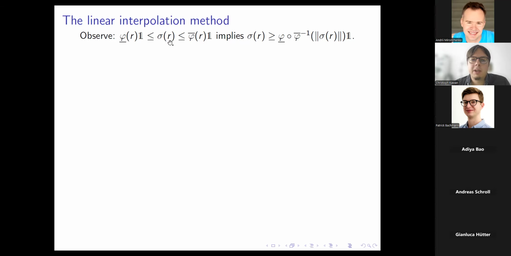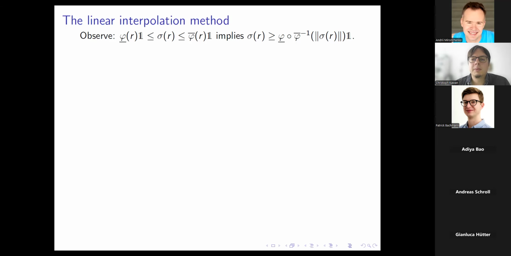Why is this implied? Because if we first use the first inequality, we see that sigma of R is bounded below by this term, but then the R which pops up here, we can use the second inequality to bound this R by sigma overline inverse of sigma of R. So this is just another way of writing the second inequality. And in that way, we see that this inequality holds for every R.